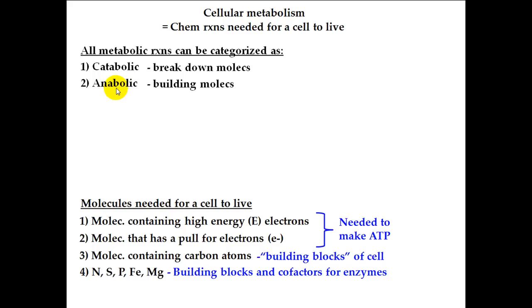A reason why a cell would want to anabolize something, to build something up, is so that, for example, it could take some of the broken down carbon atoms and put them together to build bigger things. So these two types of metabolic reactions are different, but one is needed in order for the other to occur. Catabolic reactions are needed to make ATP, the energy that's needed to power the building of something.